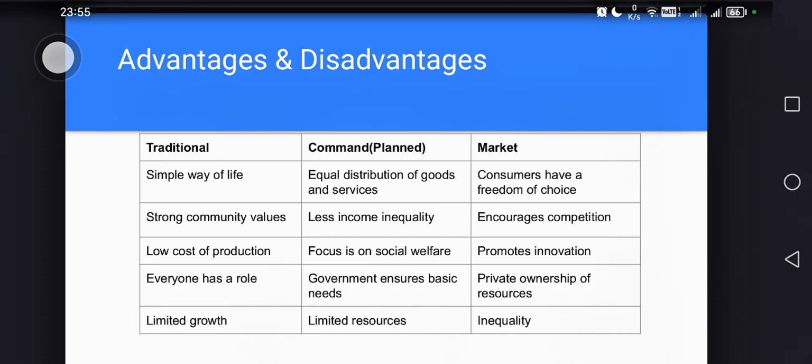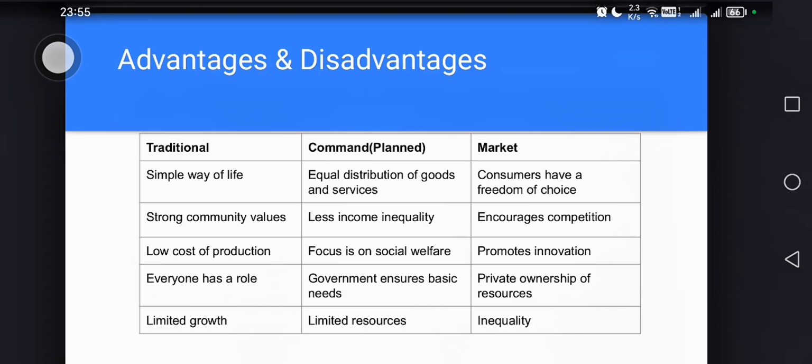I think I've tackled that. So the government ensures that all the basic needs are met for the citizens. However, there are limited resources in this case, because it's only the government that takes care of the production and distribution of these goods and services. There are no other outside parties that come to help with the resources.